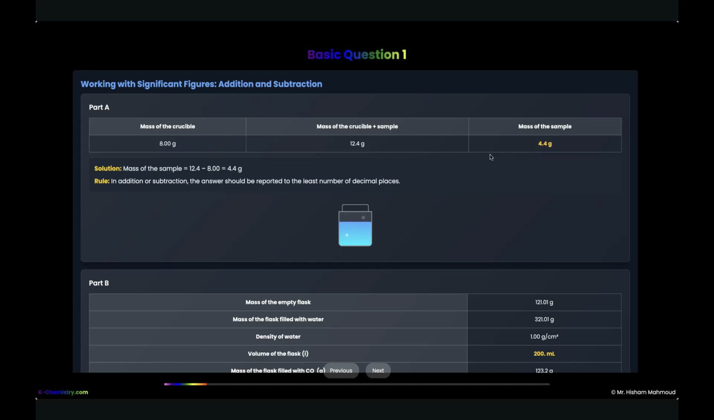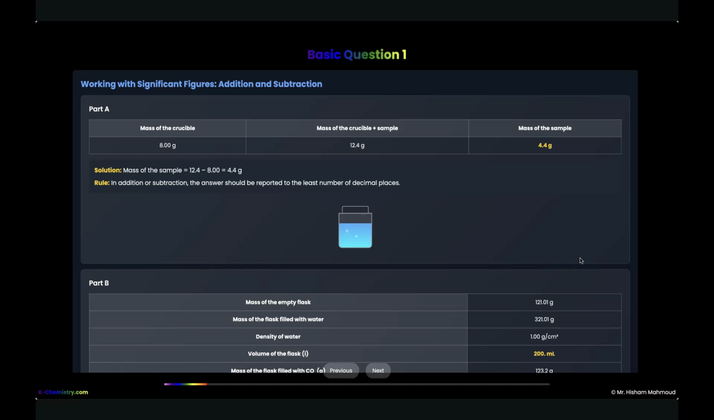The rule says that in addition or subtraction, the answer should be reported to the least number of decimal places. So there is one decimal place only here in the mass of crucible plus sample, 12.4, and 2 here, so I will use 1. The answer should be 1 decimal place, 4.4.